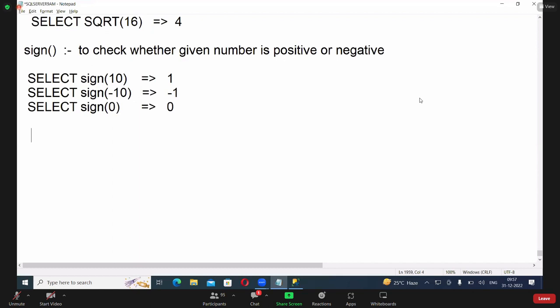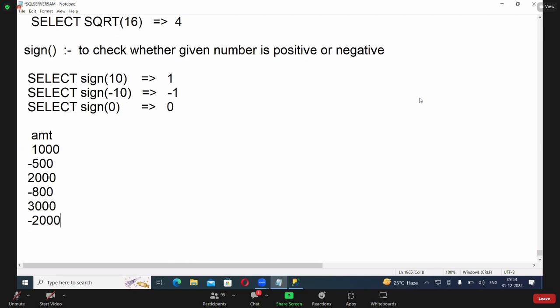For example, there is an amount column. In amount you are storing values like this: 1000 minus 500, 2000 minus 800, 3000 minus 2000, like this. Some values are what?